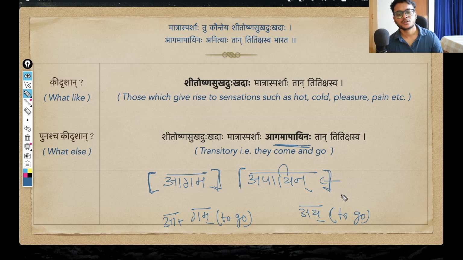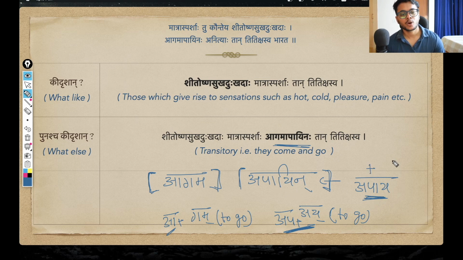And apayan, this pratipadika is coming from the ay dhatu, which again means to go. And just like we had an upsarga here, we have another upsarga, apa upsarga, here. With this upsarga we get this pratipadika, apaya. And apaya, unlike agama, means something that goes away, that departs. Okay, and here apayan, what is happening is that this pratipadika is being further modified using this ini suffix.